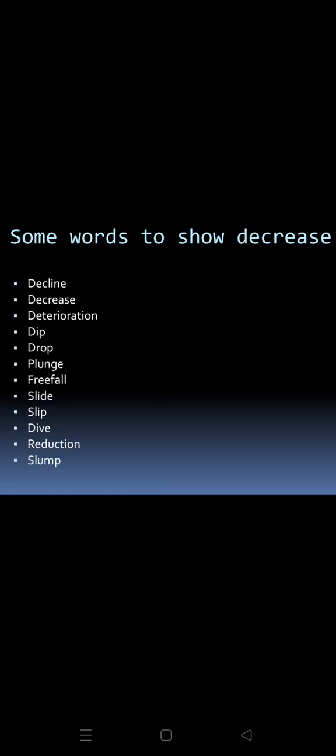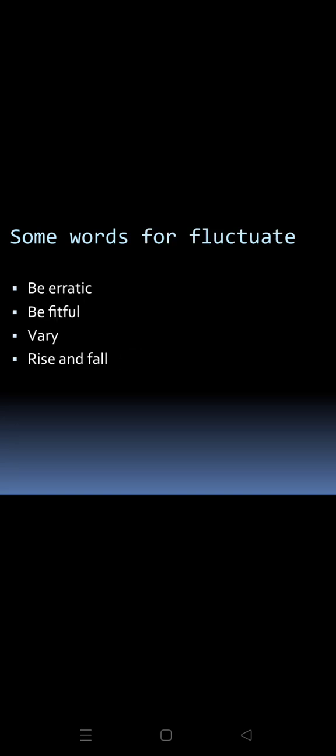Then some words to show decrease. It can be decline, decrease, deterioration, dip, drop, plunge, free fall, slide, slip, dive, reduction, slump. So some words for fluctuation, like be erratic, be fitful, vary, rise and fall.